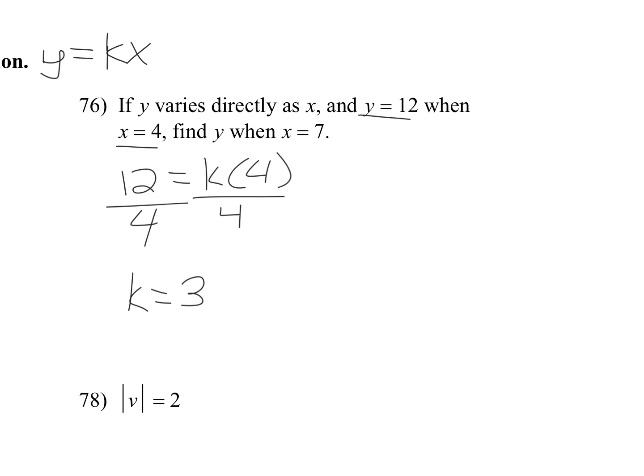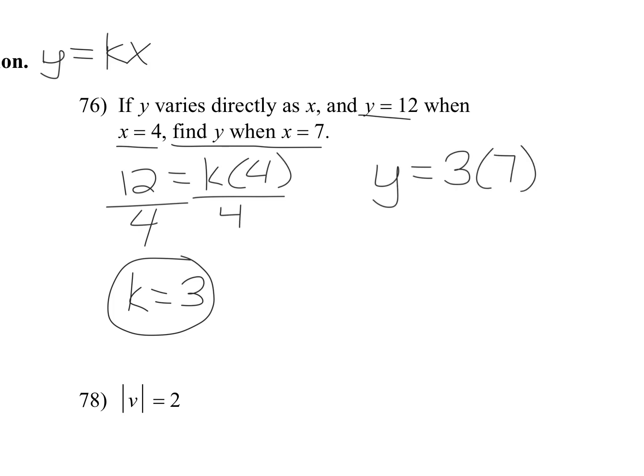Now, don't stop there because that's not my final answer. What is it asking us for? Find y. We want to find y when x equals 7. We're going to use that same equation, but now we have our k. So we're looking for y, and we know k is 3 and x is 7. So what is y? 21.